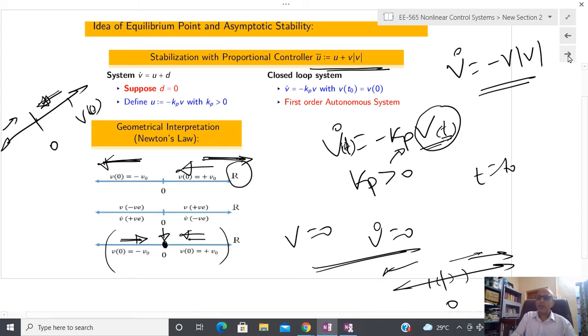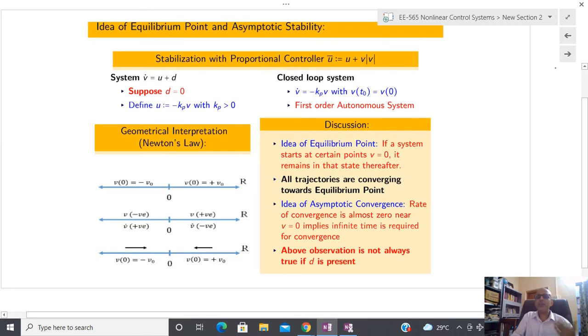Okay, so in similar fashion you are able to understand the stability of linear systems and nonlinear systems. So using Newton's law, you are also able to get the idea of the equilibrium point. I have already discussed this. And the idea of asymptotic convergence now comes into the picture. Why am I saying asymptotic? Try to understand this point.